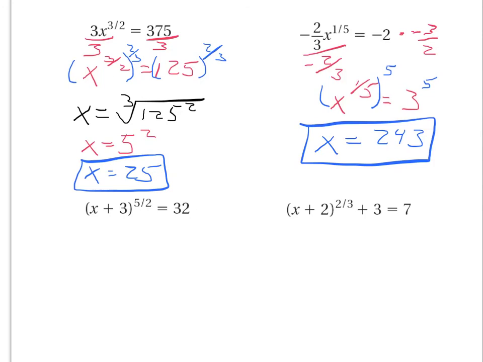So now, I'm going to challenge you to go ahead and try the next two on your own. Just remember, work backwards through the order of operations. Try the reciprocal exponents. On this first one, your answer will be 1. On the other one, x will be 6. So give those a shot and see what you think.